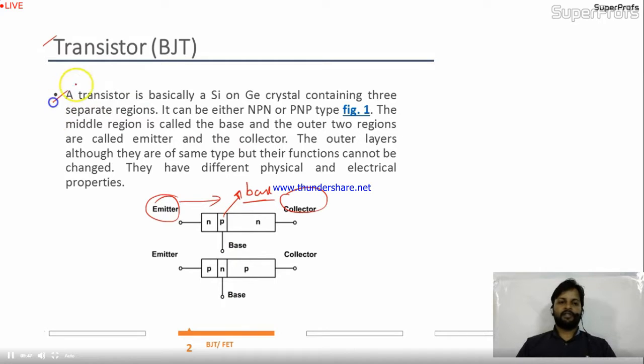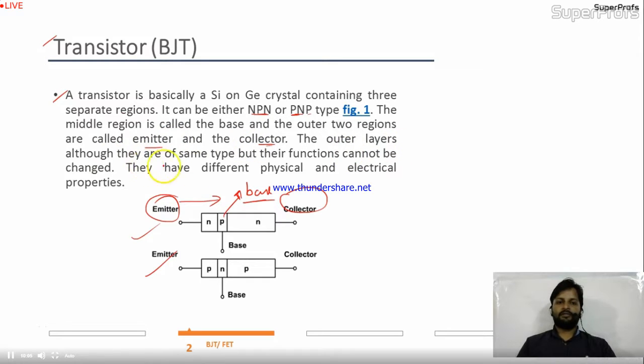Come to the theory part. A transistor is basically a silicon or germanium crystal containing three separate regions. It can be either NPN or PNP. You can see over here. The middle region is called the base, and the outer two regions are called emitter and collector.